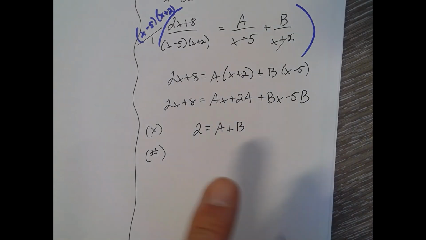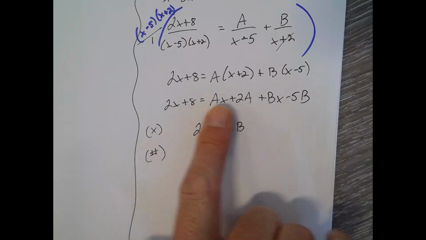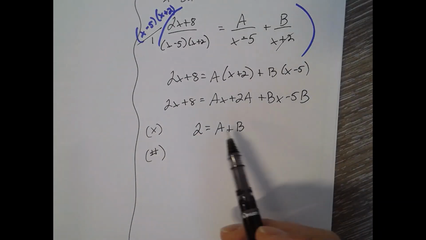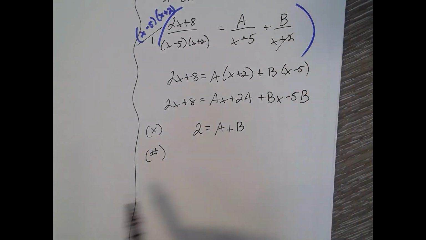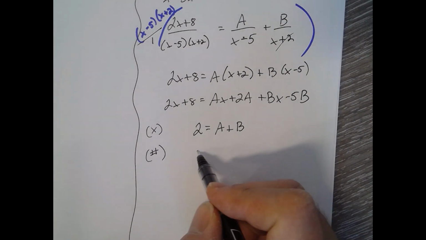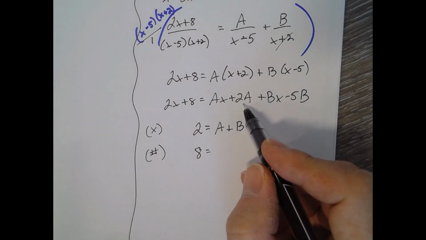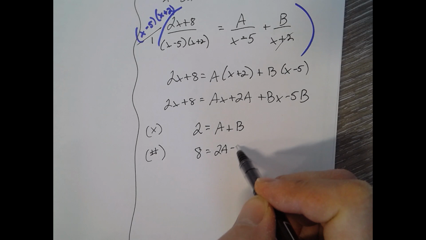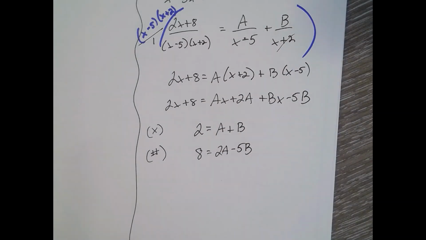So I have two x's there, I have a plus b x's. So that's just the number of x's on each side. And then the constants, or the numbers, on the left I have 8. On the right I have 2a minus 5b. And I have a system of equations. Okay, so we could use elimination, we could use substitution, you could use your calculator and a matrix. That'd be the easiest if you can remember how to do that.